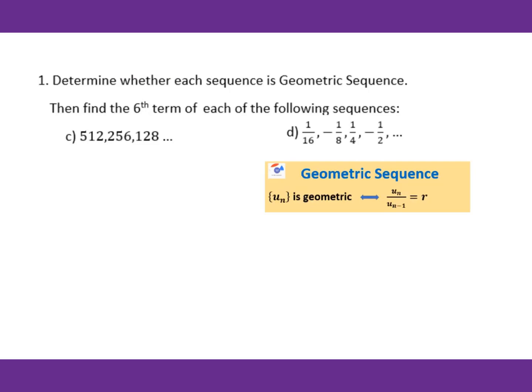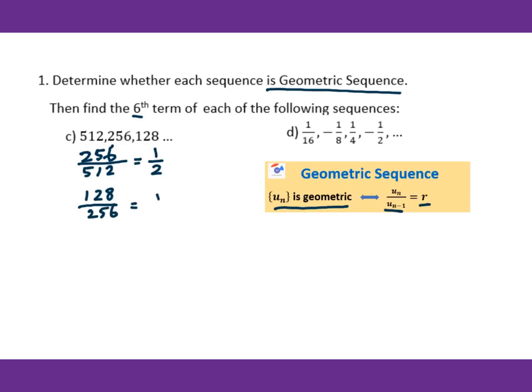For number one, determine whether each sequence is a geometric sequence. Then find the sixth term. According to the definition, if we see a sequence is a geometric sequence, then the term divided by previous term equals a constant. Therefore, we will work on 256 divided by previous term, that's 512, equals 1 over 2. 128 divided by previous term, that's 256, equals 1 half. So it is a geometric sequence.